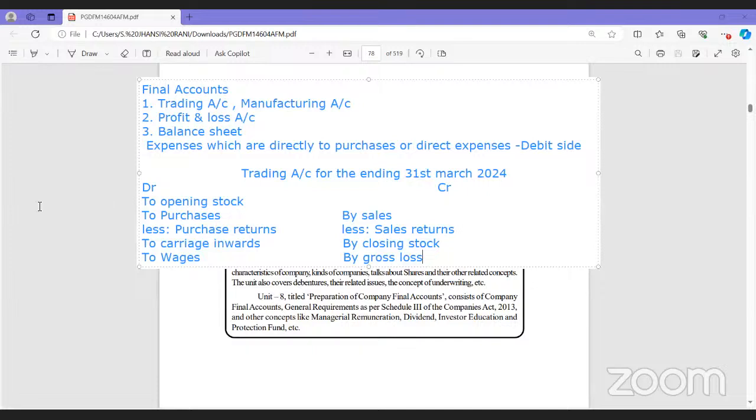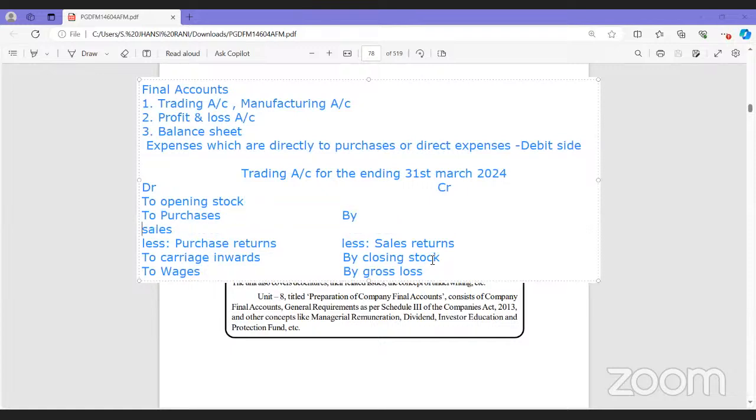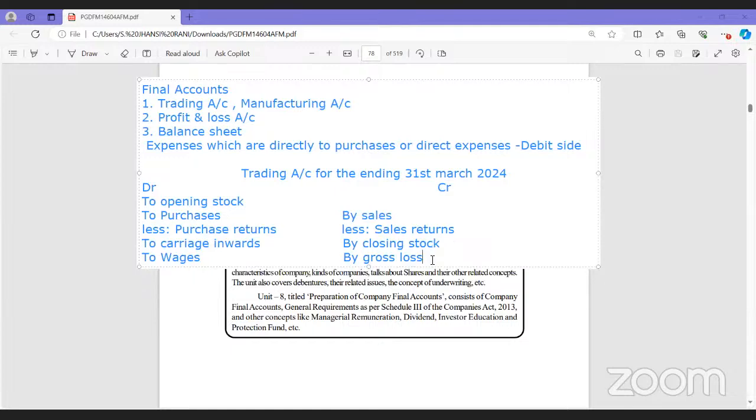Suppose instead, if credit is more, credit meaning our sales are more and we got more income, and here our expenses are less, in that case we call it gross profit. Credit means our incomes and debit means our expenses. If income is more and expenses are less, we call it gross profit, and we write gross profit carried down.